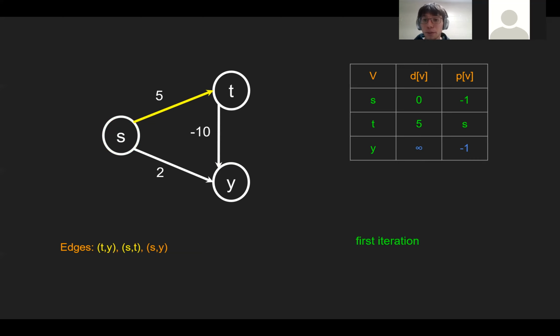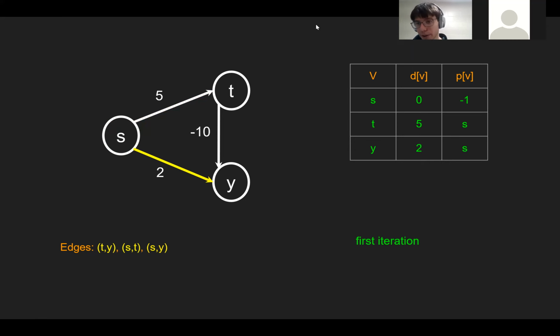Now we can look at the next edge. The next edge is just S to T, and it's going to update: 0 plus 5 is less than infinity. So we have 5, and our predecessor of T is S. This is still part of our first iteration, because we have to visit all edges in our first iteration. Then we're going to visit the last edge, also in the same iteration. So now S to Y, and notice that the distance is 2, and 2 is less than infinity. So we're going to update it.